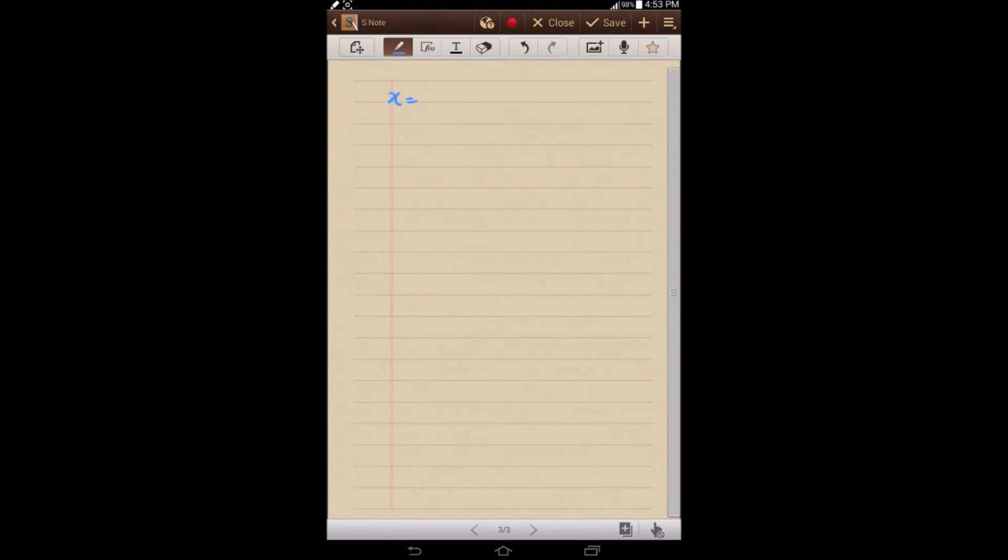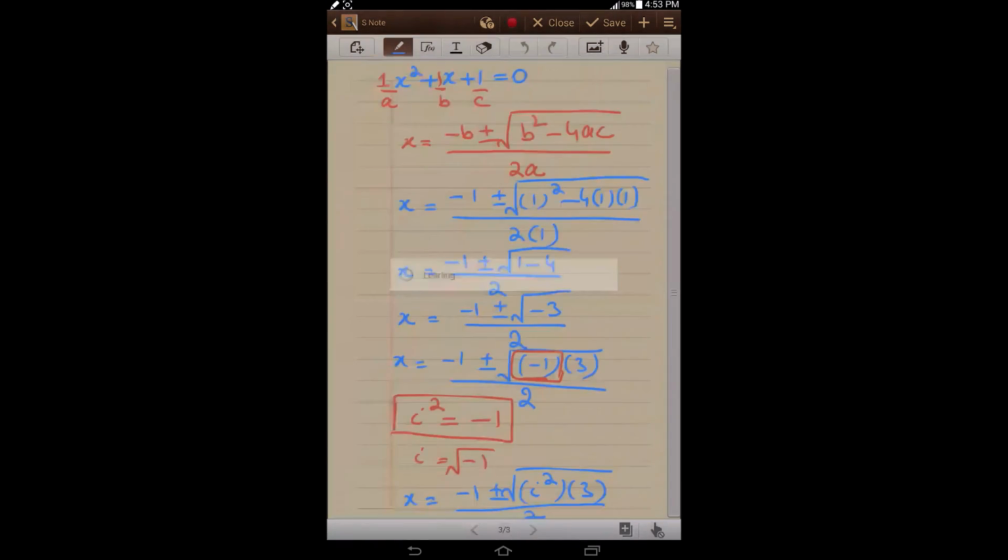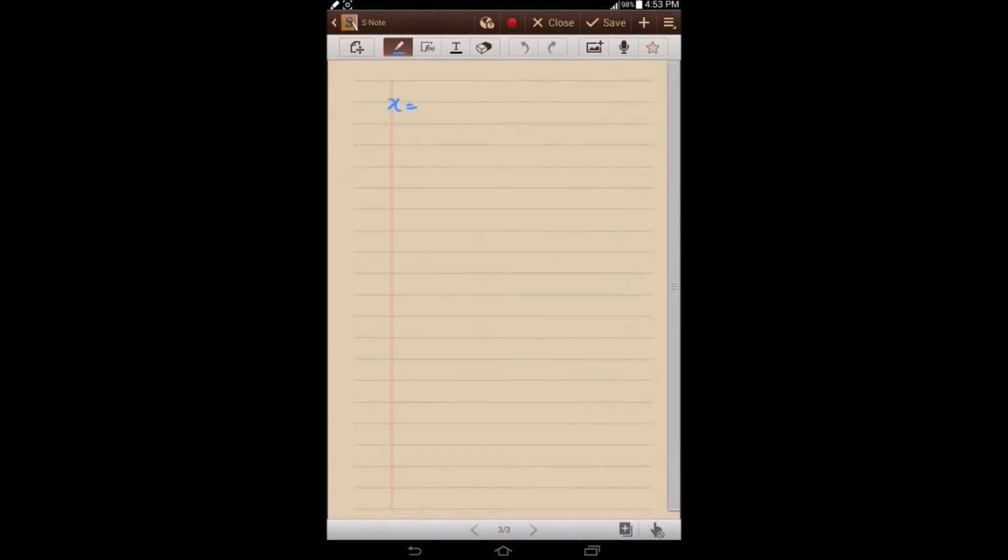So x is equal to minus 1 plus minus, we will write again square root of iota square into 3, divided by 2. So it is x equal to minus 1 plus minus this iota square, we can take it out from the square root, so we can write iota and then square root 3 divided by 2. So we have two values of x.